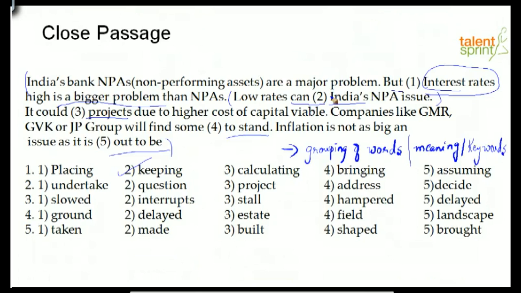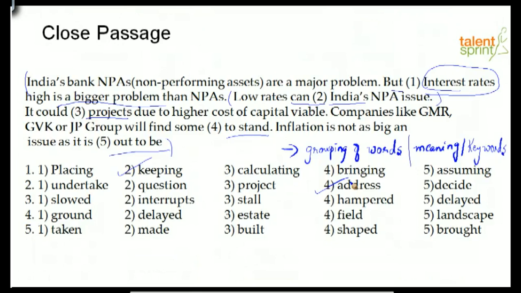Look at the first 2 sentences. That's why I said close passage is about context, right? We need to look at the previous sentences as well. India's bank NPAs are a major problem, but keeping interest rates high, that's a clue for you. So if the interest rate is high, that's a bigger problem. So what can address that problem? Low rates, right? I want you to look at the context. So low rates can address India's NPA issue. It could dash projects due to higher cost of capital viable.